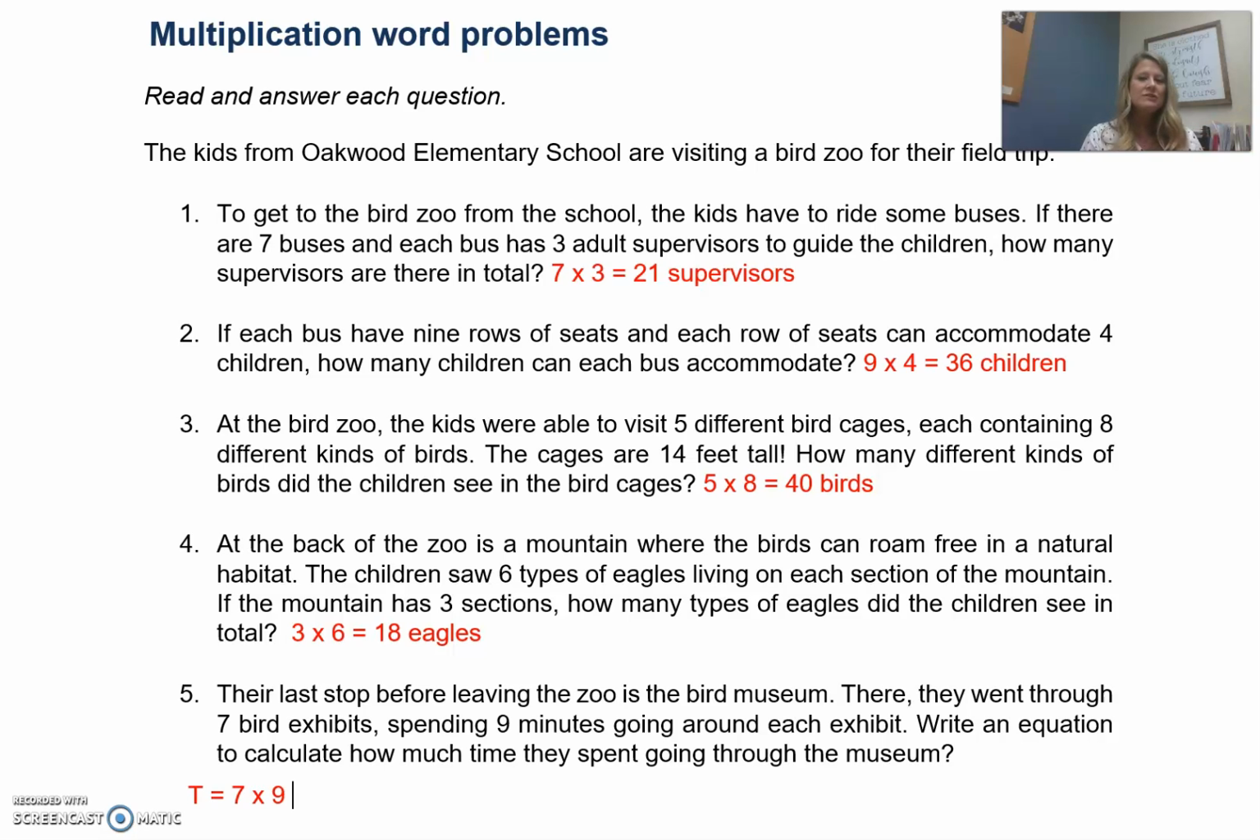Using our multiplication facts, we know that 7 times 9 is how many minutes here? Yes, it's going to be a total of 63 minutes. Now here's a bonus for you. If we were to change that to hours and leftover minutes, what would it be? You know that 60 minutes is in an hour, right? So that would be 1 hour, and then how many leftover minutes? 3 minutes, right? That's just a little extension.